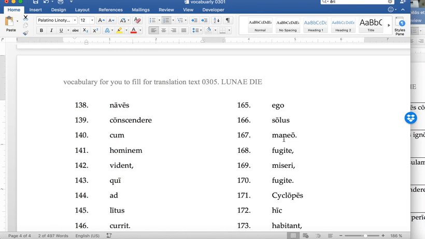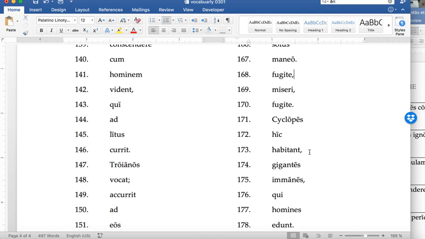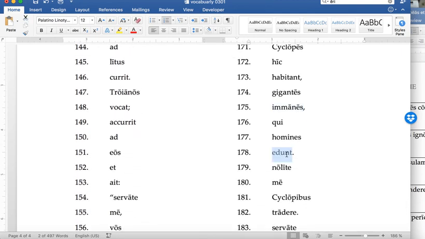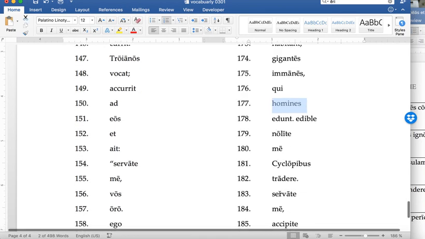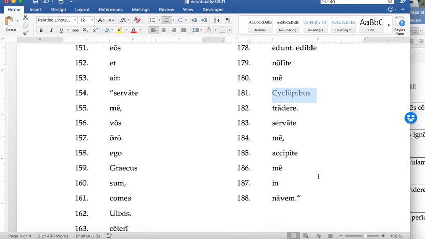Ego solus maneo, I alone remain. Fugite, flee, miserable people, flee. Cyclopes here live, giants that are colossal, who eat men. Edunt, this is ed as in edible, eat. Nolite me Cyclopibus tradere, don't hand me to the Cyclopes. Servate me, accipite me in navem. Keep me safe, that is, save me, accept me into your ship.